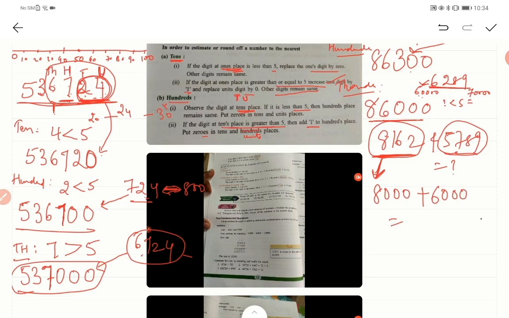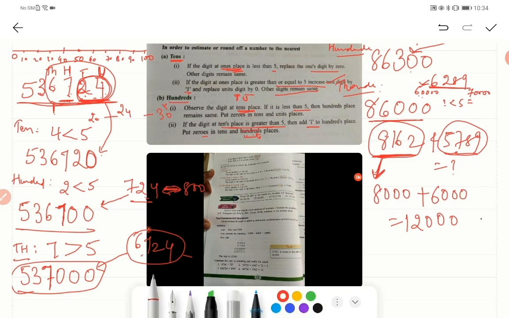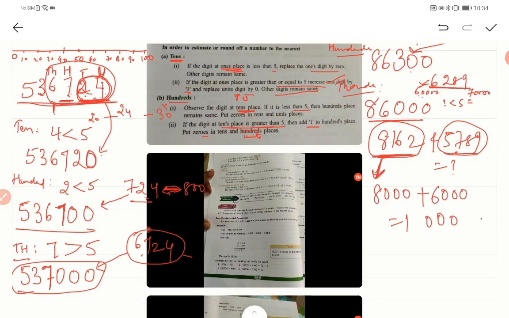So 8 plus 6 is how much? 12, isn't it? Sorry, it's 14, not 12. Yeah, it is 14,000. So you have got 14,000. Easily I have calculated 8 plus 6, it is 14, and the rest you'll keep as zeros.